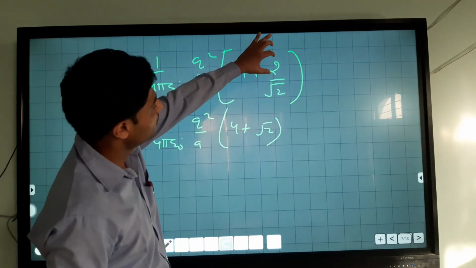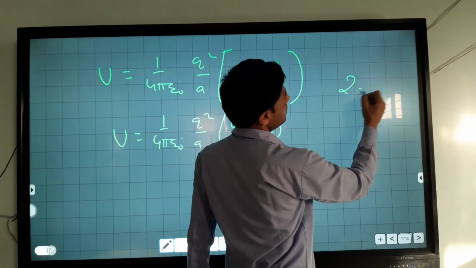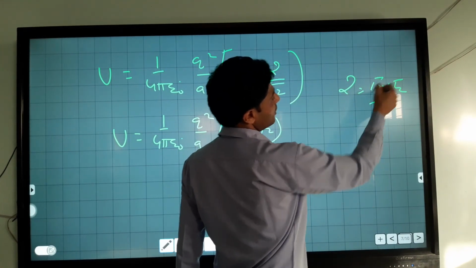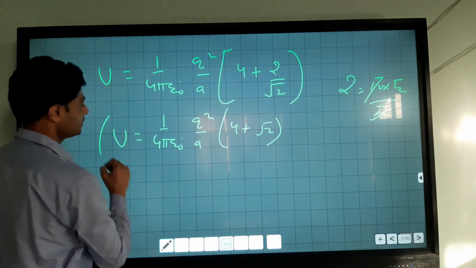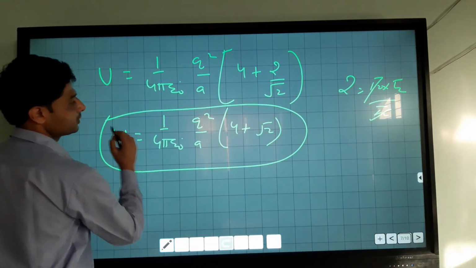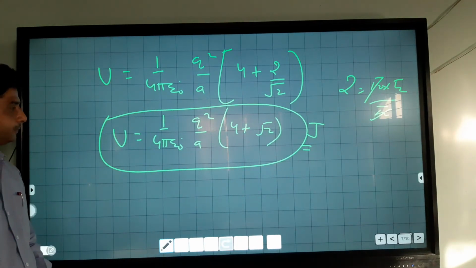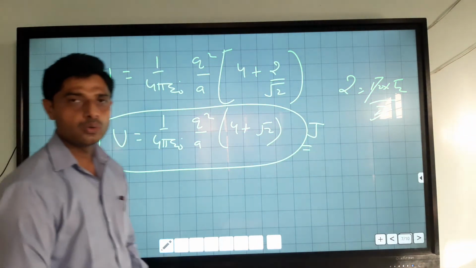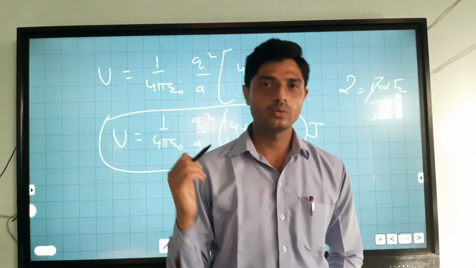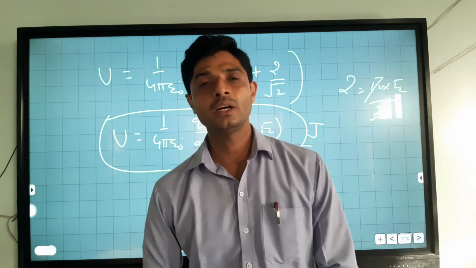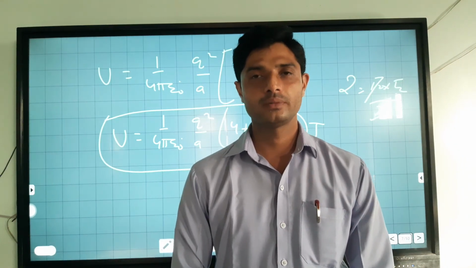Because multiplying by root 2, root 2 into root 2 cancels one root 2 in the denominator. So this is the final answer in Joule. Okay, you can do another numerical based on this topic. In my next video I will explain the remaining topics of this chapter. Thank you very much.